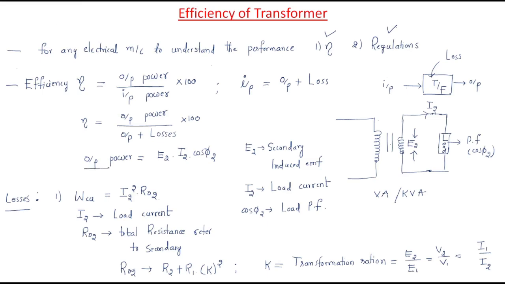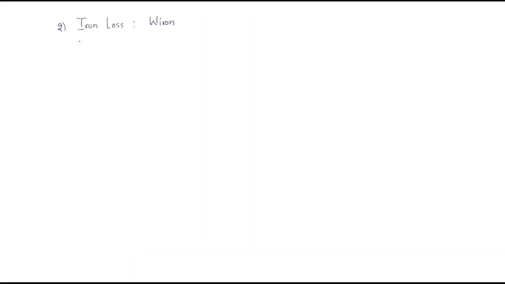What is the output power? This. Okay. Next, the copper loss formula is this. By using this we can calculate. And iron loss, we have iron loss. Therefore, finally, we can write the efficiency of the transformer for full load.